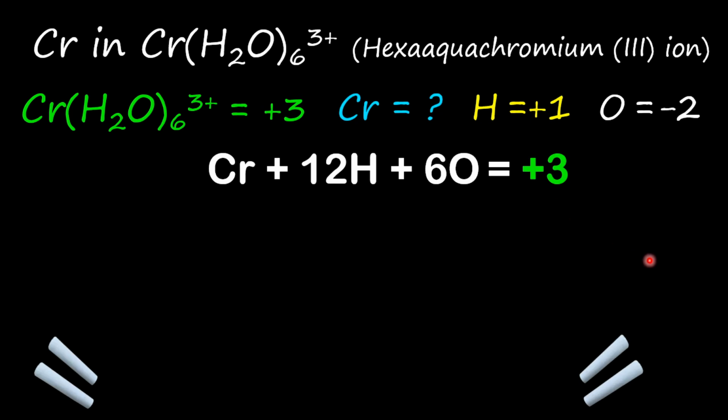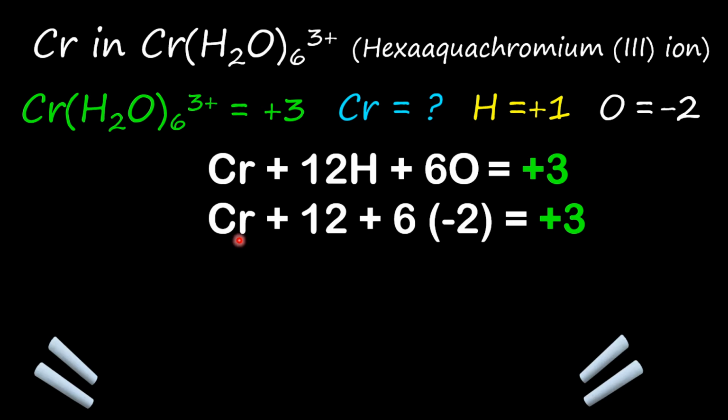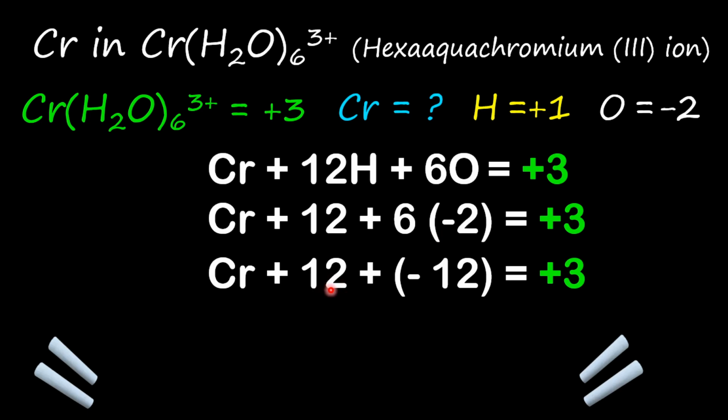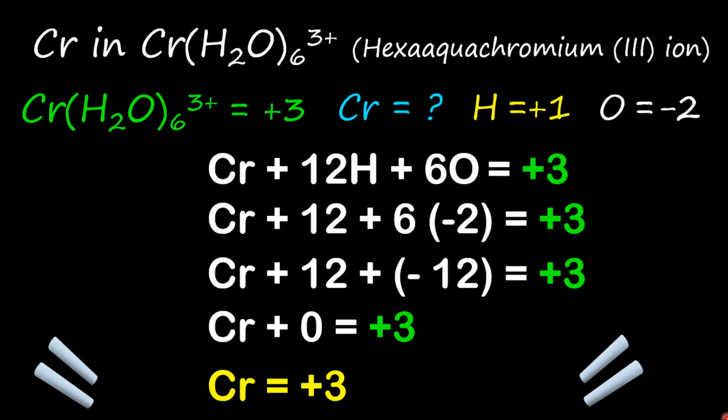Now let's put our charges in. And so we're going to have chromium, which is Cr, plus 12, because hydrogen is a positive 1, plus 6 times negative 2 equal to positive 3. And so here we can say Cr plus 12 plus negative 12 equal to a positive 3. Of course, these terms, positive 12 and negative 12 together will give us what? 0. So here we could have Cr plus 0 equal to positive 3. Now we can say that Cr is equal to positive 3.